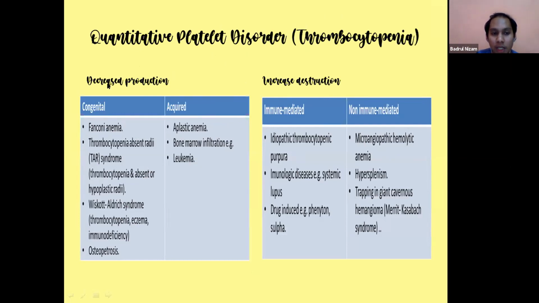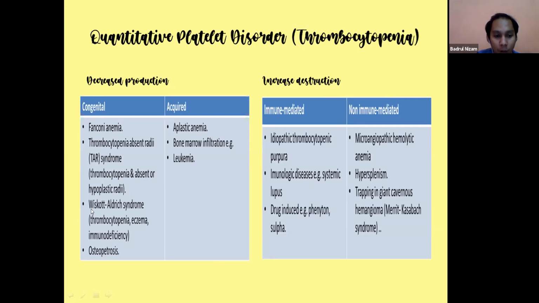Decreased production of platelet can be congenital or acquired, where congenital is usually a part of a syndrome such as Fanconi anemia, thrombocytopenia absent radii, which is characterized by thrombocytopenia and absence of the radius in the bilateral hand.